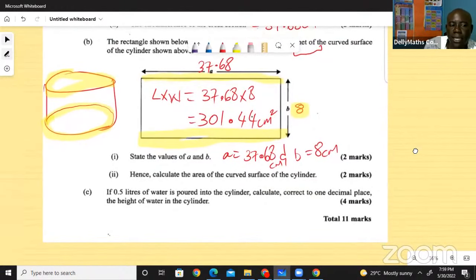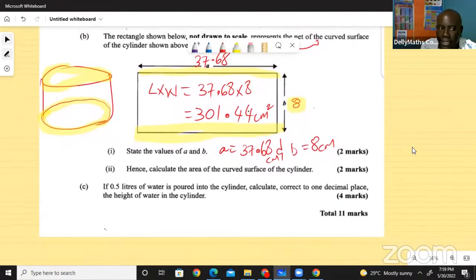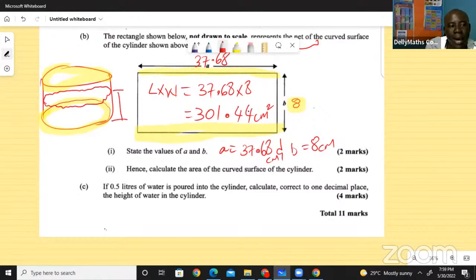If 0.5 liters of water is poured into the cylinder, calculate, correct to 1 decimal place, the height of the water in the cylinder. So they are saying you're going to throw some water in this, so it's going to move somewhere up. The water in this has some height somewhere. We're told how much water was thrown in there. They said it is 0.5 liter. We cannot work with liters and centimeters.